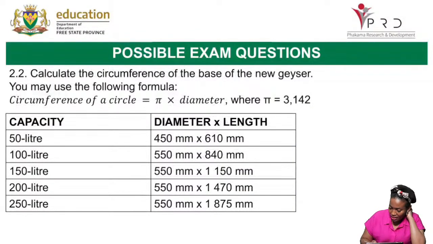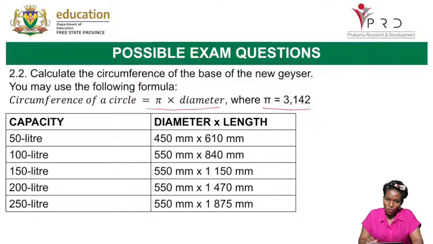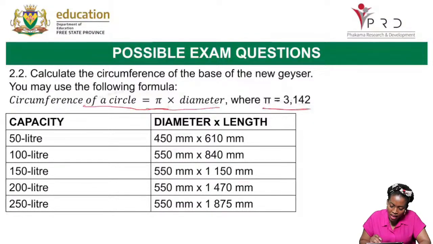Calculate the circumference of the base of the new geyser. The base is the bottom part, that bottom circular part of the geyser. And you may use the formula: circumference of a circle is pi multiplied by diameter, where pi equals 3.142. Remember what I said, that the formula will always be provided and the value of pi will always be provided. So we want the circumference of what, of the new geyser.